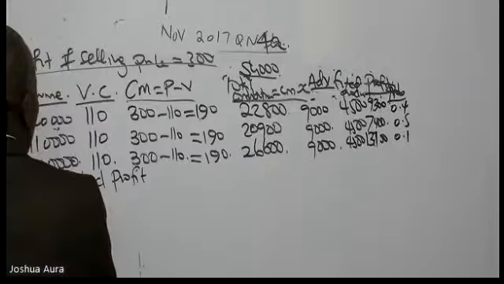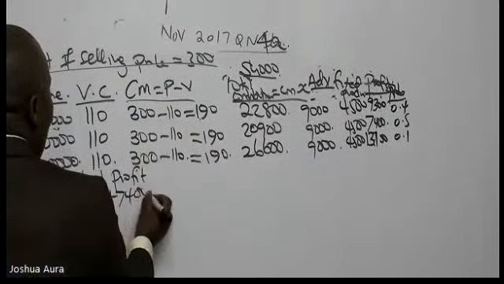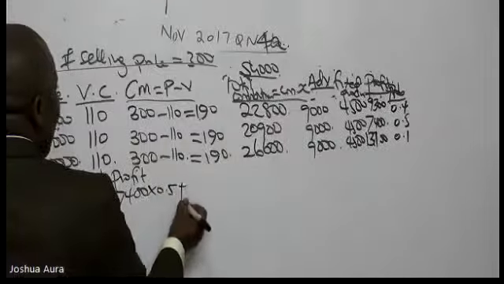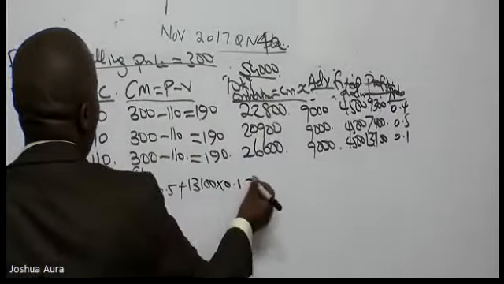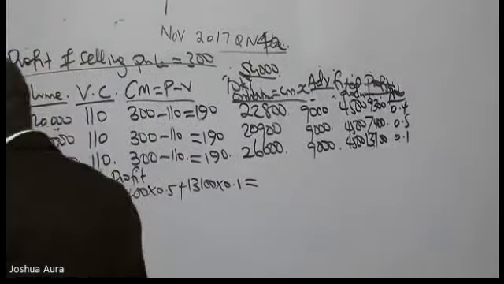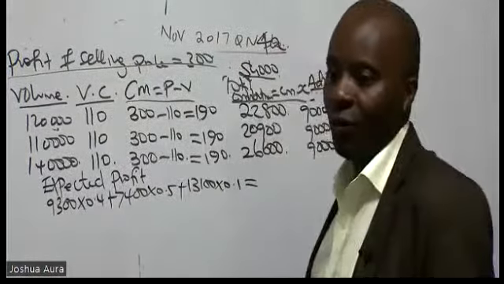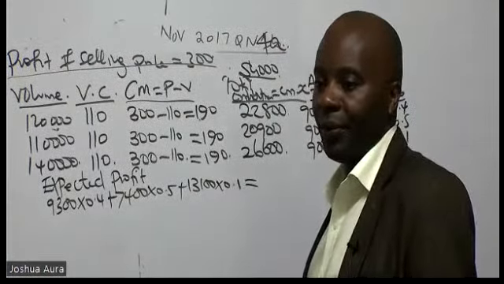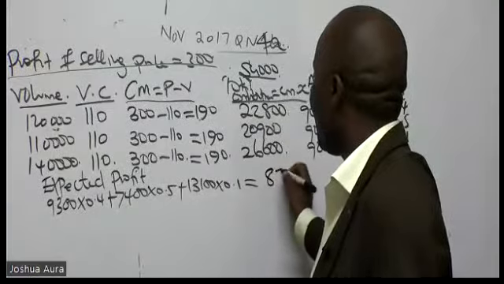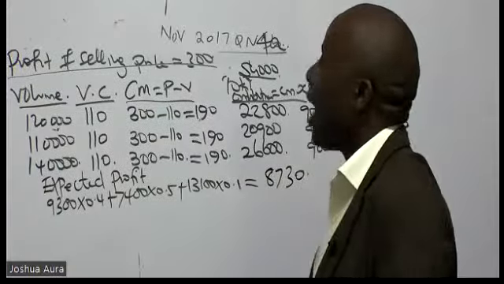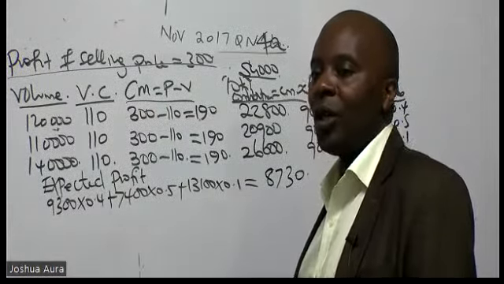So the expected profit: we have 9,300 times 0.4 plus 7,400 times 0.5 plus 13,100 times 0.1, like that, which will end up giving us what expected profit? Please help me out here. 87.30.